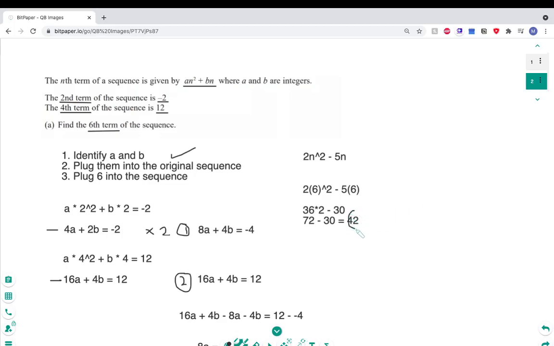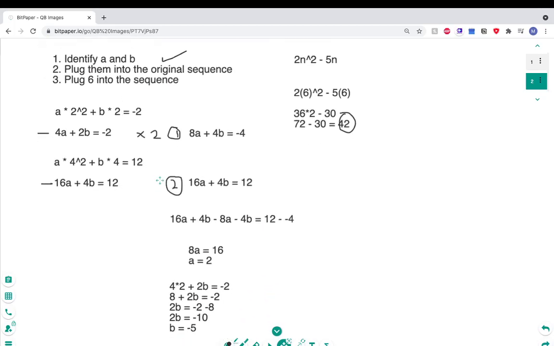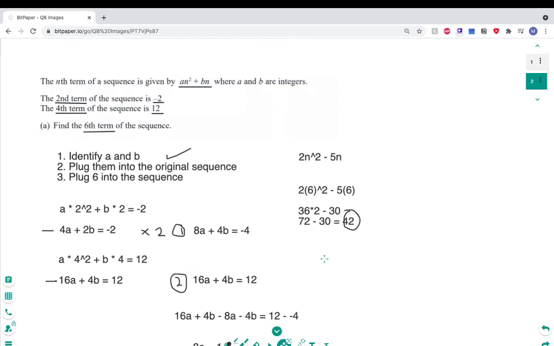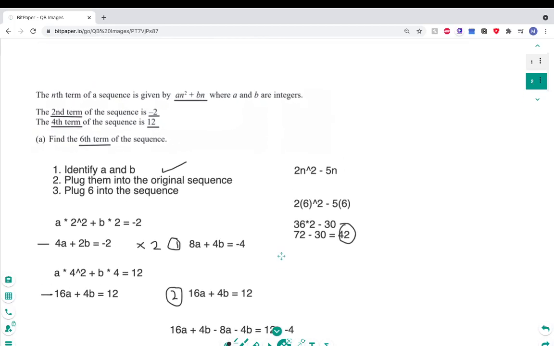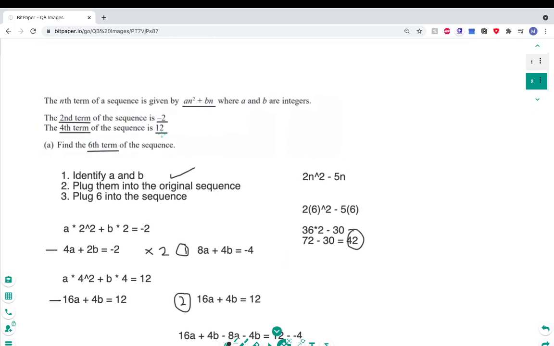So that's your answer. It is quite tricky and there are quite a lot of steps involved. So do be very careful when you're answering this. Make sure that you check all your previous steps to make sure you haven't made any errors. And just think about whether it makes sense. So if we look at the sequence, the second term is minus 2. The fourth term is 12. We're probably expecting the sixth term to be larger. And indeed, we do get a larger answer. So we can say that we're safely sure of our answer here.